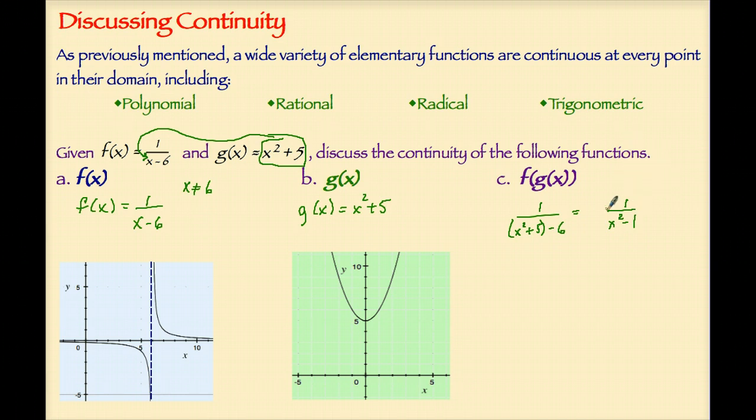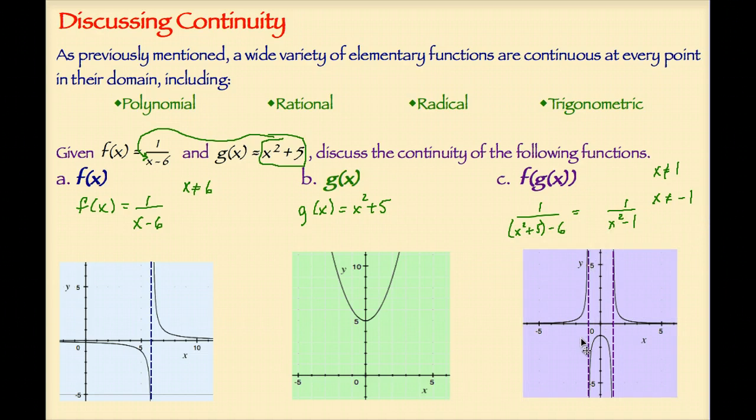Well, where is this function not defined? Since this denominator equals 0 at 1 and at negative 1, we have to exclude those values from the domain. Therefore, we are going to expect to see discontinuities at 1 and negative 1. As we take a look at that graph, we see the expected discontinuities there, vertical asymptotes at negative 1 and at positive 1. So this function is continuous everywhere on its domain, which excludes 1 and negative 1. Thus, the only discontinuities occur at 1 and negative 1 for this function.